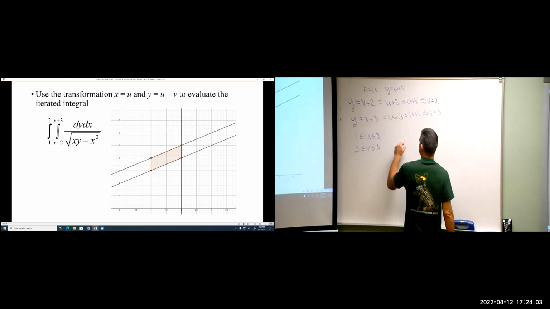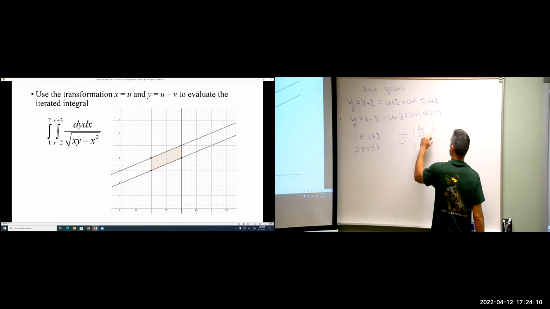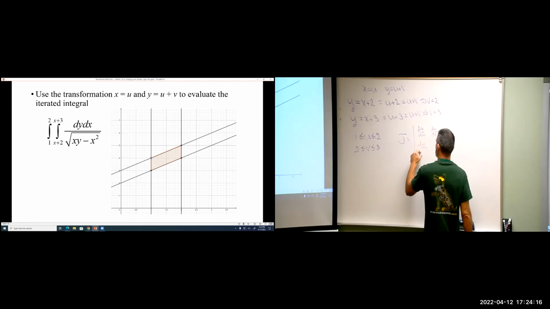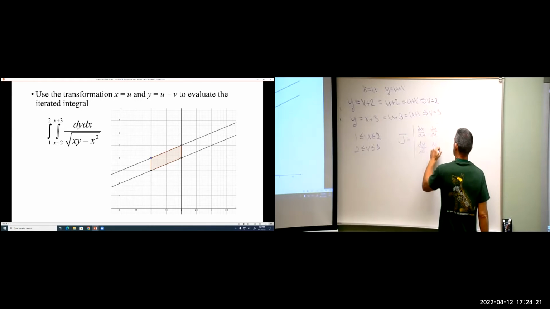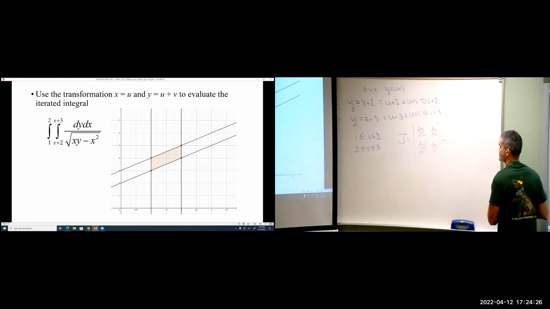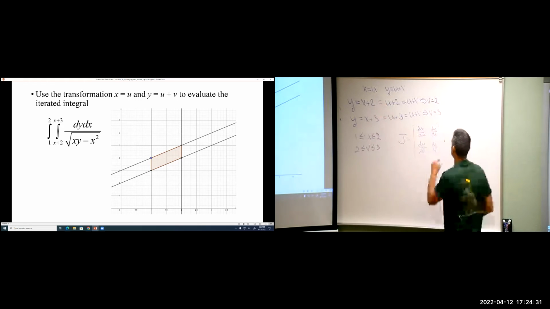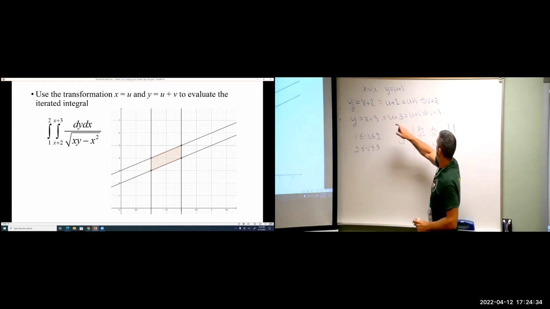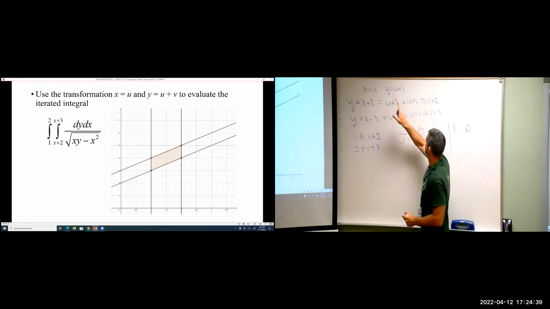So Jacobian. We're going to have dx du, dx dv, and then dy du, dy dv. So we'll be finding the determinant of that 2x2 matrix. These actually don't work out too bad. dx du is 1. dx dv is 0. dy du is 1 and dy dv is 1.